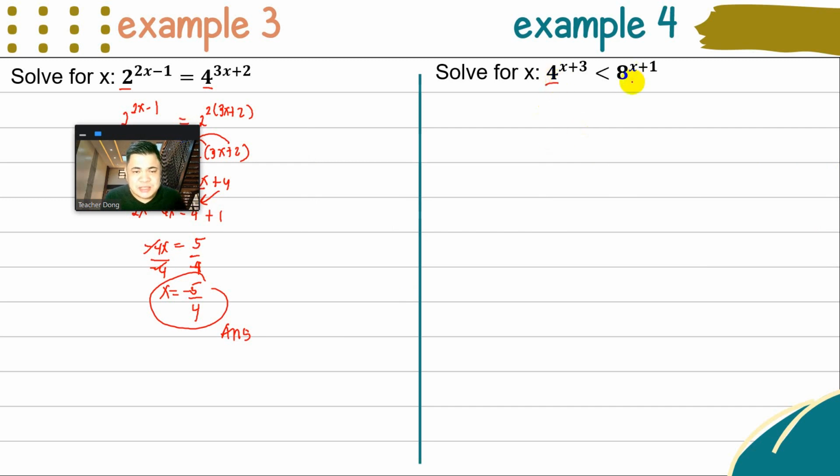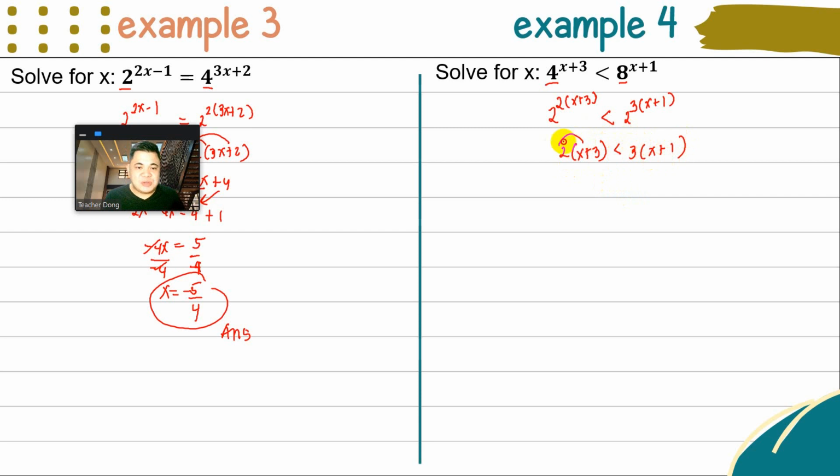So 4 times 4 is not 8, it's 16. So that's why we are going to use a base which is lower than 4, and that is 2. So how many times will you multiply 2 to itself to get 4? We have 2 times x plus 3, which is the original exponent, less than, okay? How many times will you multiply 2 to itself to get 8? 2 times 2, 4, times 2, it's 3 times x plus 1. You can now inequate the exponents. So we have 2 times x plus 3 less than 3 times x plus 1.